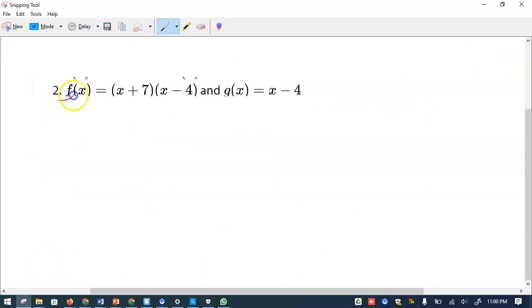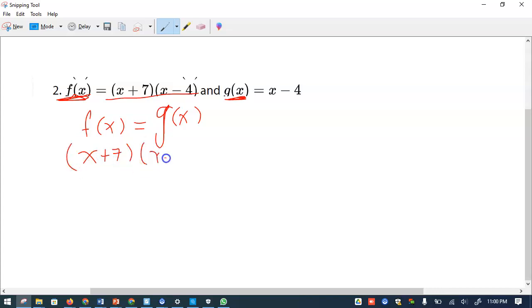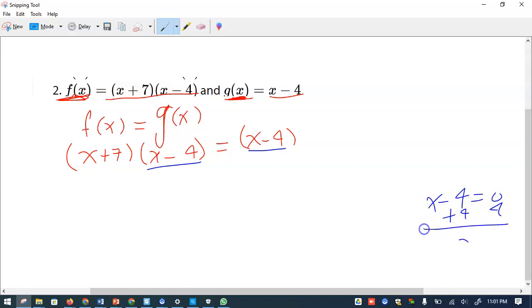Now here one polynomial function is f(x) and the other is g(x). All you do is set f of x equal to g of x, because you want to know when those two polynomial functions are equal. So plug this in here. That's x plus 7 times x minus 4, and on the right, g(x) is replaced by x minus 4. The good thing is, you see there is x minus 4 right here and x minus 4. So if I put x minus 4 equal to 0 and add 4, you get x equals 4.